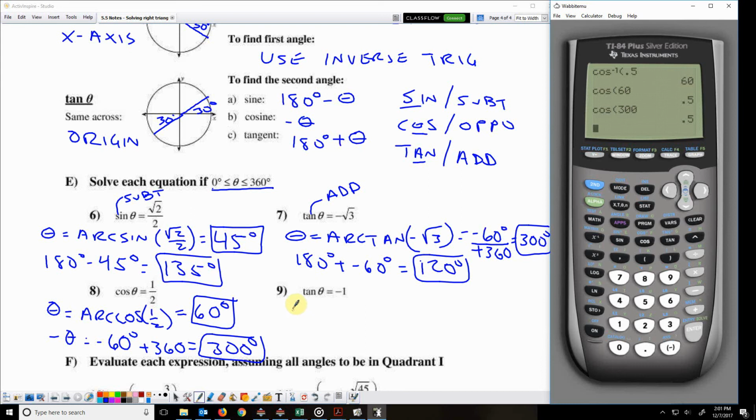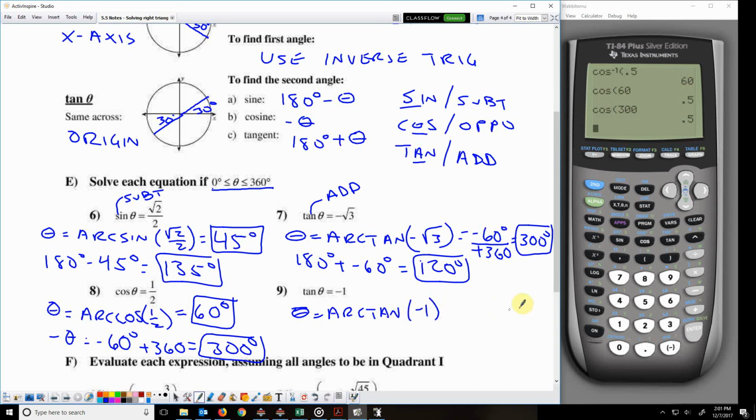And then number 9, theta equals arctangent -1. So inverse tangent of -1 is negative 45. That is not between 0 and 360, so I have to add 360. And that's going to give me 315 degrees.